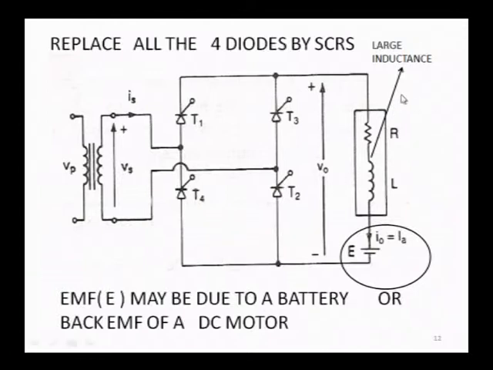Now, see, we are using large inductance because we are assuming that the load current is continuous and ripple free. And what is this EMF? It is not externally connected EMF, right. EMF may be due to a battery if you connect, or back EMF of a DC motor. So, this is a perfect application of this particular full wave controlled bridge rectifier. So, this EMF is written in place of motor back EMF. Now, this is an application part of this particular bridge rectifier.